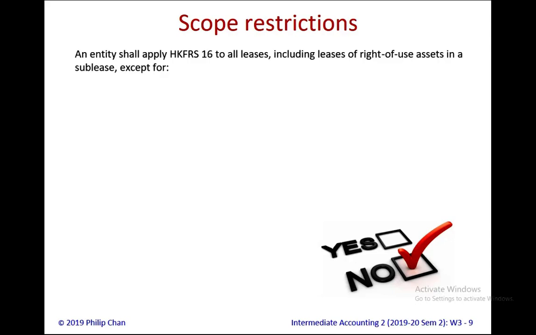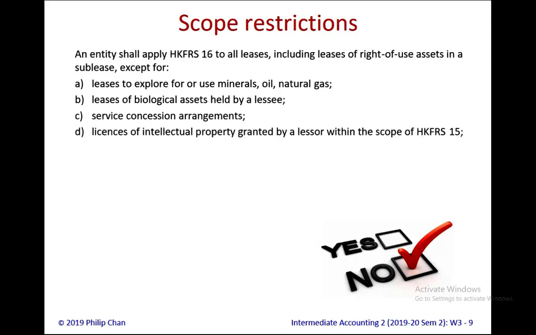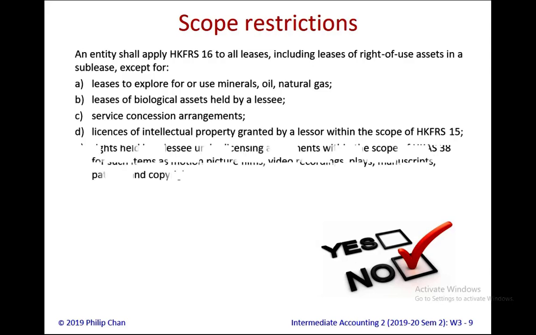However, the following cannot apply. A, a lease to explore for or use minerals, oils, natural gases; and B, leases of biological assets held by a lessee, service concession arrangements, licenses of intellectual property granted by a lessor within the scope of Hong Kong FRS 15, and rights held by lessees under licensing agreements within the scope of Hong Kong AS 38, such as motion picture films, video recordings, plays, manuscripts, patents, and copyrights. They would be outside the scope of Hong Kong FRS 16.